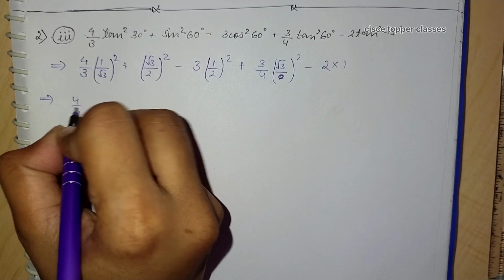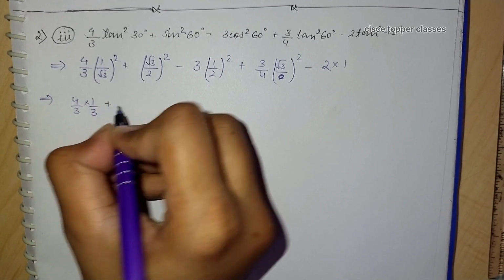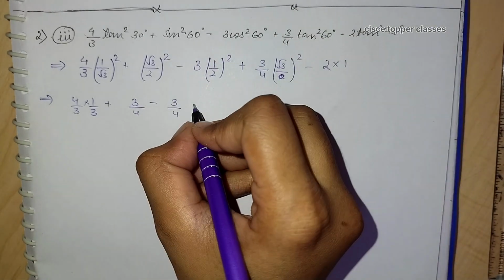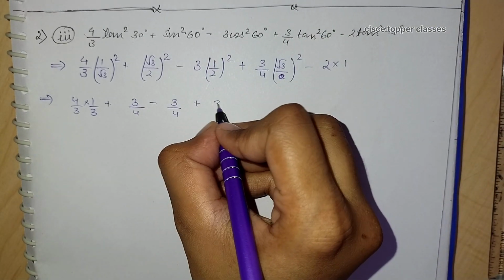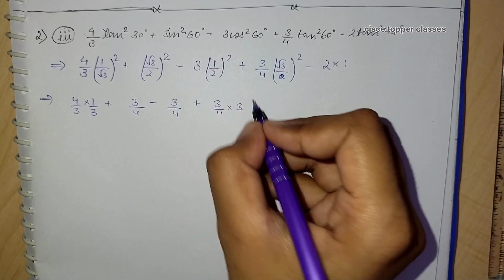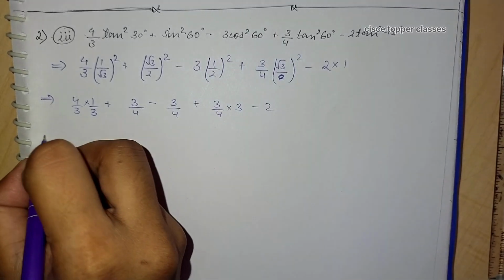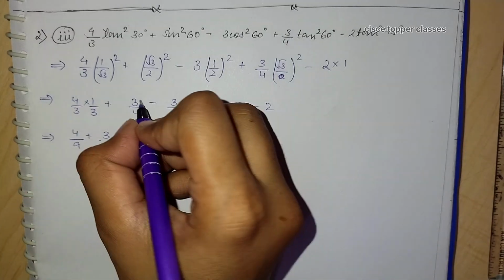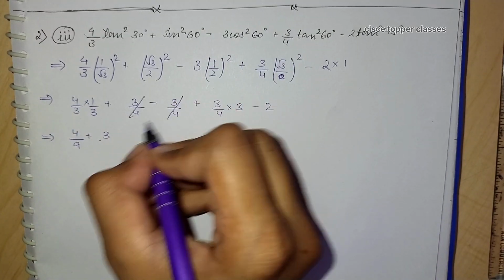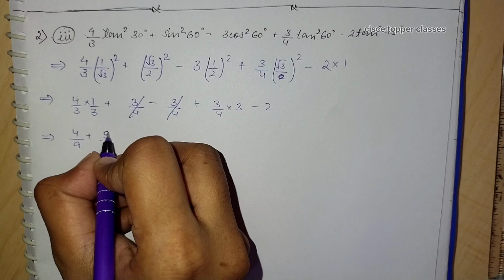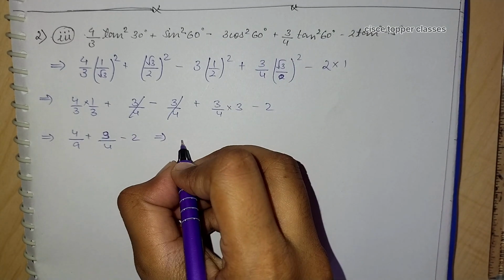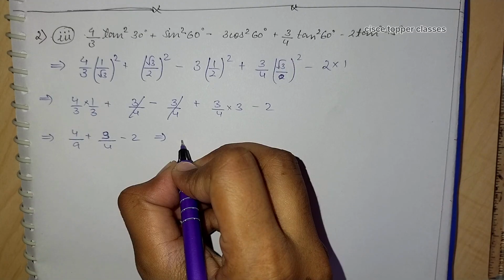So we can write 4 by 3 into 1 by 3 plus 3 by 4 minus 3 by 4 plus 3 by 4 into 3 on taking the square here, minus 2. So this we can write 4 by 9 plus 3 by 4 minus 3 by 4 will be cancelled out, and here we will get again 9 by 4 minus 2. On taking LCM, we can write here 36.